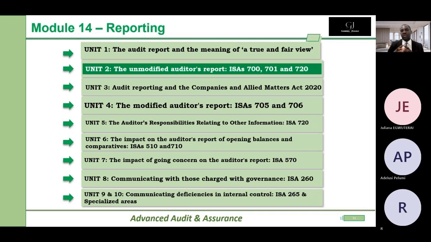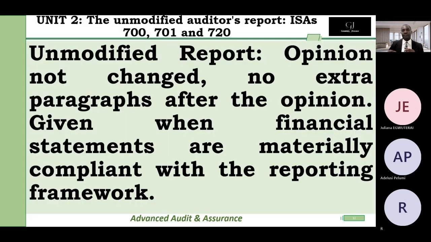So let's look at the unmodified auditor's report. If you have any questions, please feel free to interject as usual and get clarity. Okay, so we have the unmodified auditor's report, ISA 700, 701, and 720. Please take note. The unmodified report means the opinion is not changed, with no extra paragraph after the opinion, given when financial statements are materially compliant with the reporting framework.